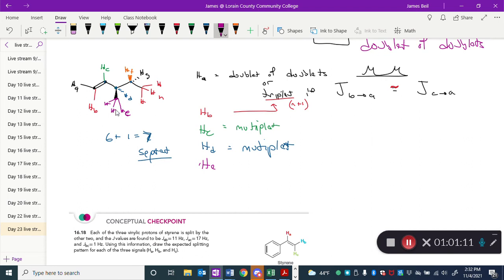For E, it's going to be split by D. That's the only neighboring proton to E. Everything else is too far away. So if there's one proton, 1 plus 1 gives me 2. I expect a doublet.